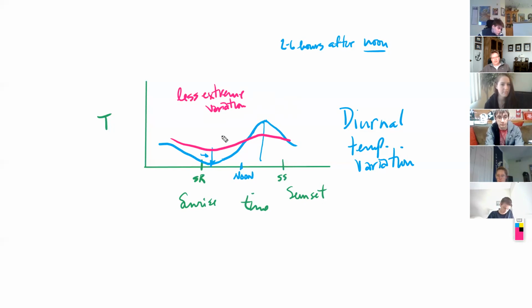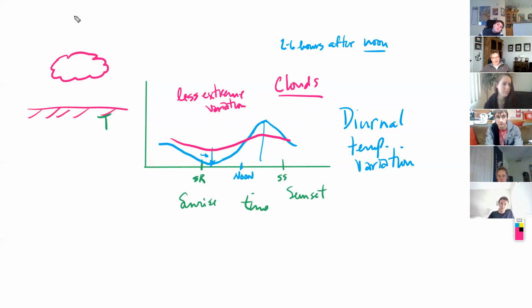During the day, what causes the temperature not to get so warm? Clouds. What causes the temperature not to get too cold during the night? Clouds. But what do clouds do to the radiation coming in? They reflect it. During the day, they reflect solar. But what about at night? They prevent the outgoing longwave radiation from getting through.